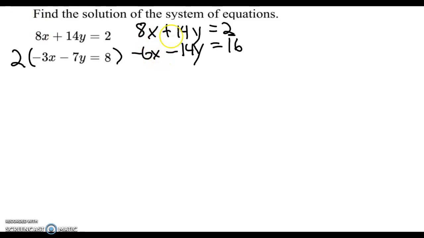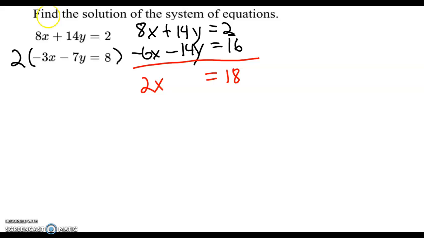Alright, now on this one here, you can see that 14 is a multiple of 7. So if we multiply 7 times 2, that'll allow us to change this to a negative 14, which will eliminate. But we got to multiply everything by that 2. So I'm going to multiply the whole bottom equation by the number 2. And I got 8x plus 14y equal 2. That's the top equation. And the bottom equation now is negative 6x, negative 14y, and 16. Everything was multiplied by 2.